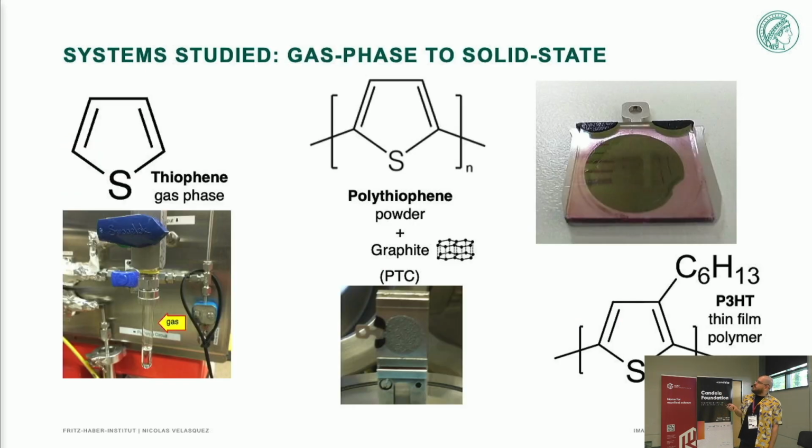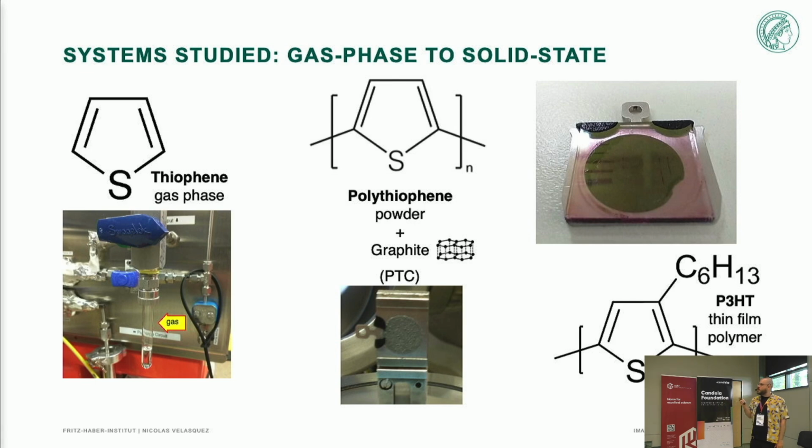So the systems that we studied, we have thiophene, which we studied in the gas phase, but as you can see here, it comes as a liquid. So what we had to do, we just do a few cycles of freeze-pump-thaw, and the vapor that you generate in the gas phase is introduced slowly via a microleak valve into the chamber, and then we measure it. So if we take this guy and then we polymerize it, we obtain polythiophene.